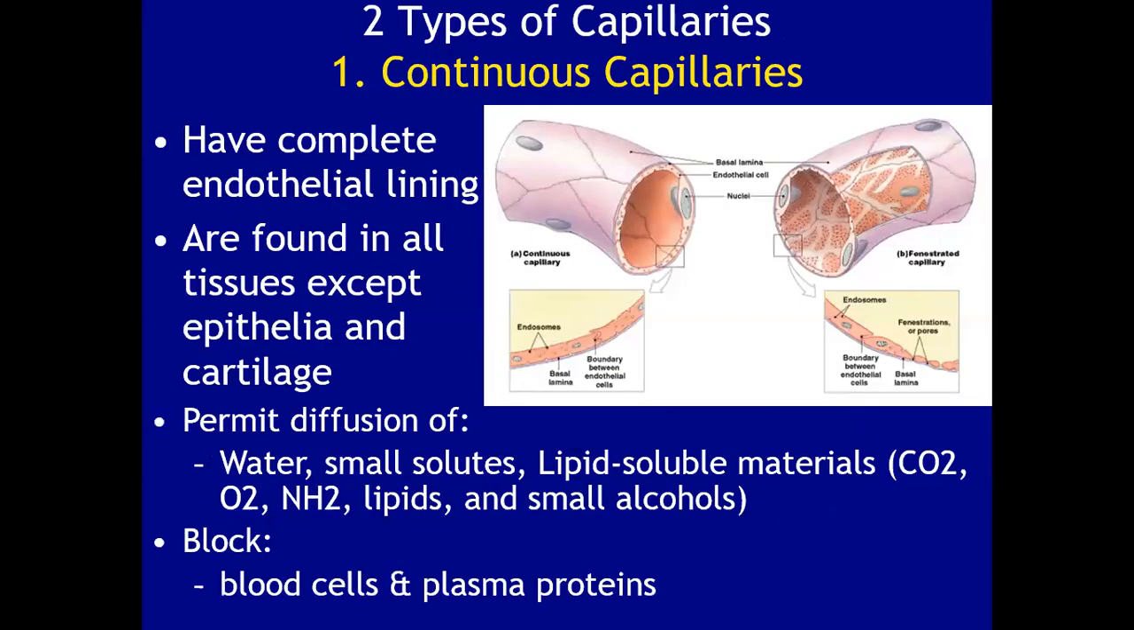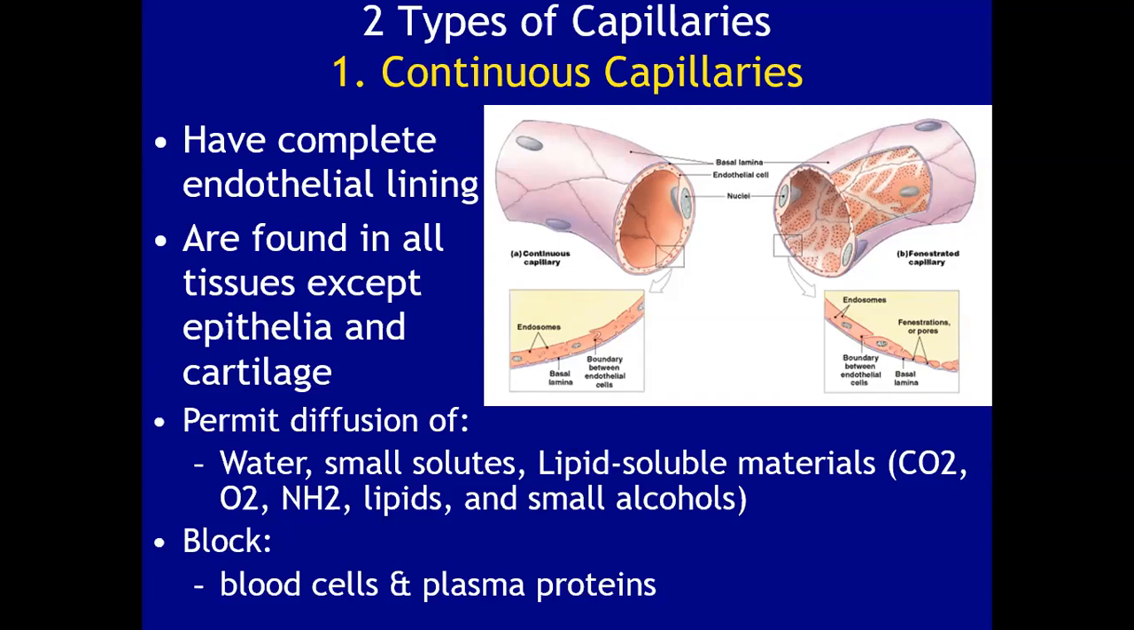Okay, when we look at the continuous capillaries, there's actually two types of these capillaries. Now, when we look at these two, they have the complete endothelial lining, meaning if you look at the way that this is set up, all of the cells are stuck up against each other. There's almost like a suture line where these all come and abut one another in here, and it makes a nice, smooth surface for everything.